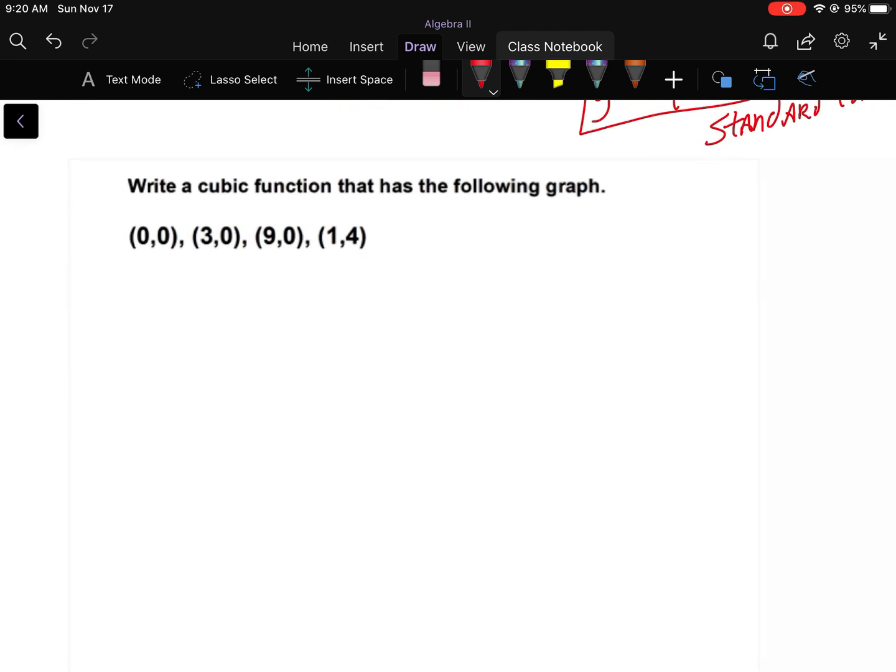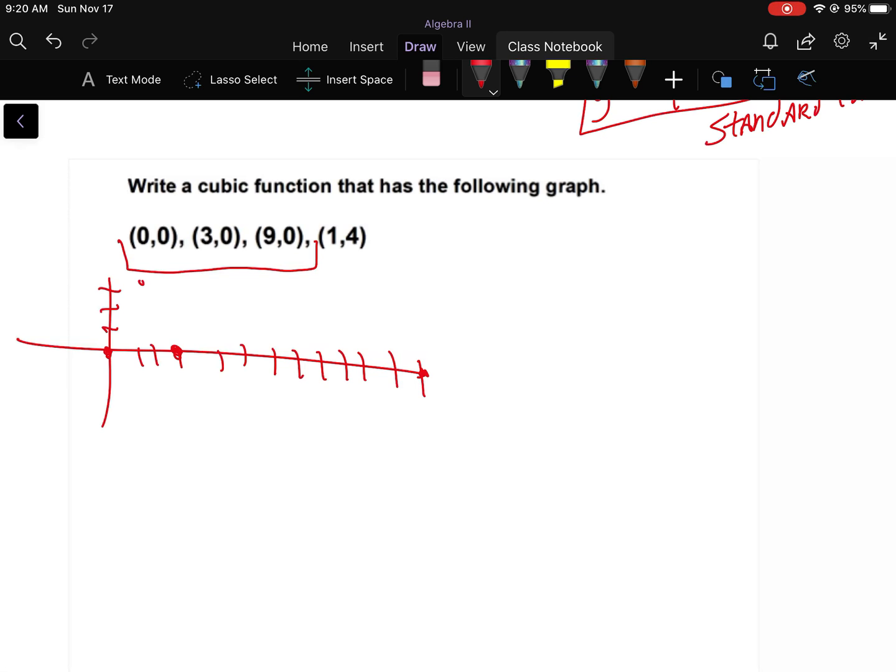Okay, if they're not on the graph, same thing. I know that the 3 x-intercepts are right here. But if that's not something that you can visually see, go to a graph. There's 0, 0, 1, 2, 3. There's another one. 1, 2, 3, 4, 5, 6, 7, 8, 9. There's another one. I have 1 and up 4.